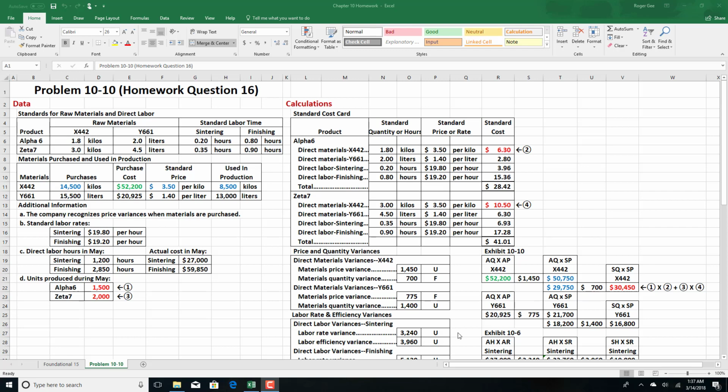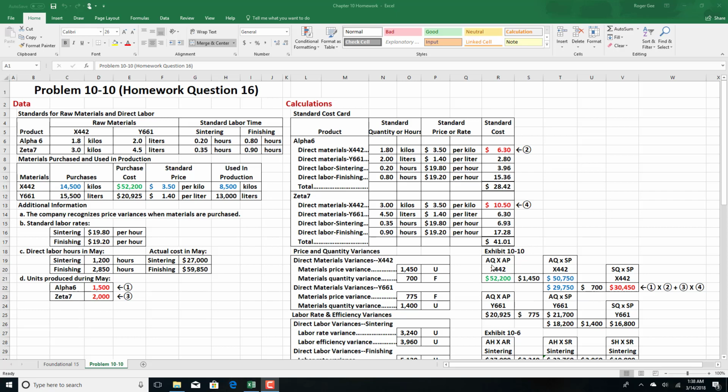and the direct labor to a certain extent. So what I did is Exhibit 10-10 in the textbook. I sort of copied that right here in Microsoft Excel, and I also copied the one for the direct labor variance as well down there. The difficult one is really this one. Okay, so let's get started with it. I'm going to do just this one, the direct material for X442.